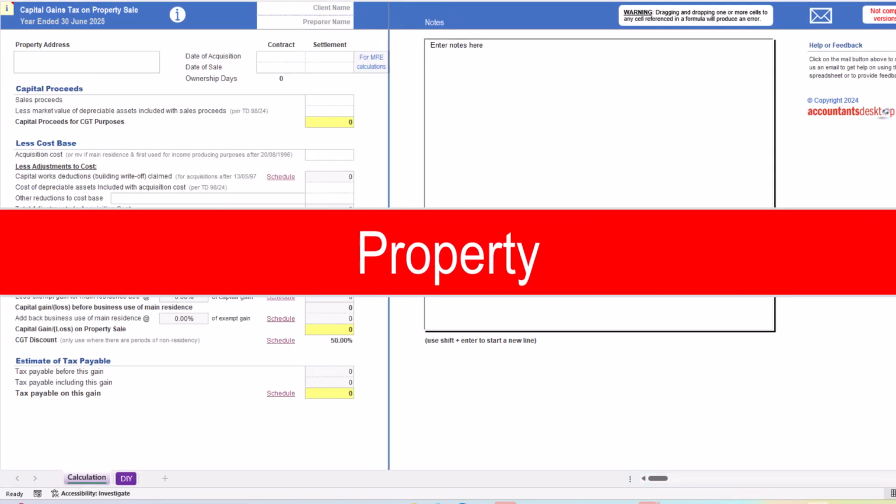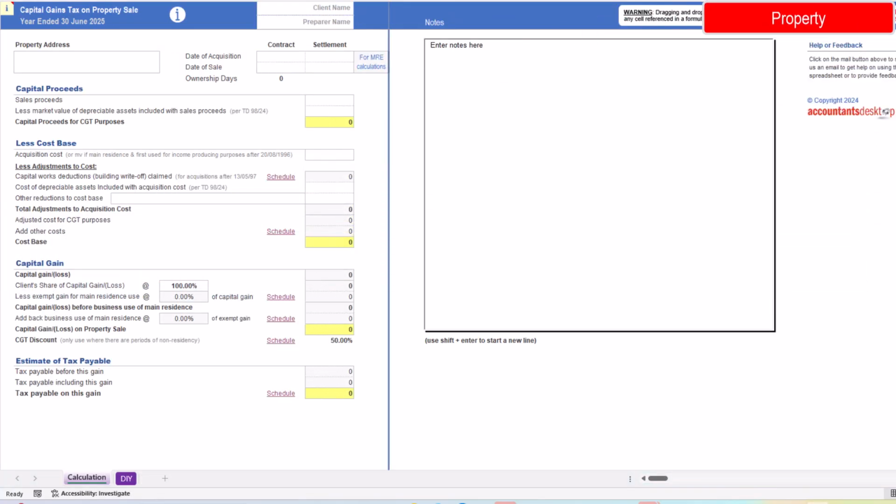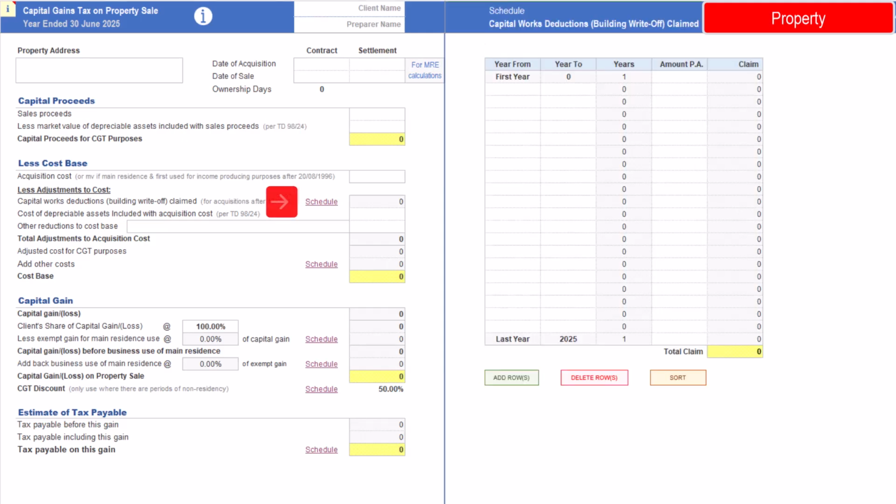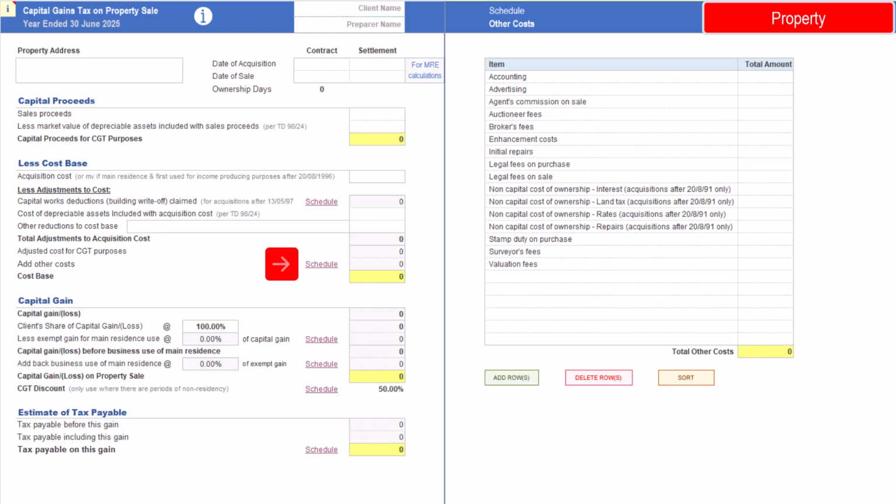This is our CGT workbook to use for the sale of property. There are specific calculations for the following components of the gain or loss. Capital proceeds, after reducing the sales proceeds by the market value of depreciable assets included with the price. Reductions to the cost base, to account for capital works deductions if the property was acquired after the 13th of May 1997. Additions to the cost base for all other costs.